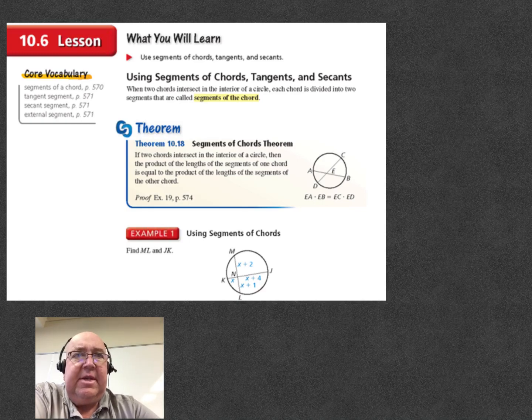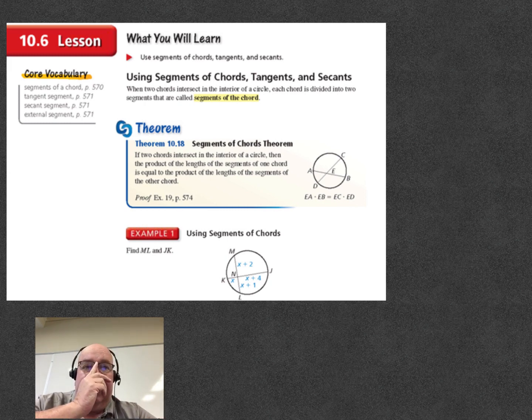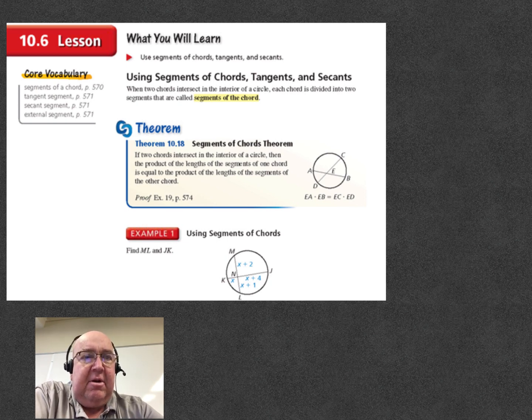Alright, we're going to use segments of chords and tangents and secants in this assignment. We're getting right into it. The segment of chords theorem says that if two chords intersect in the interior of a circle, then the product of the lengths of the segments that are created in one chord is equal to the product of the lengths of the segments in the other chord.